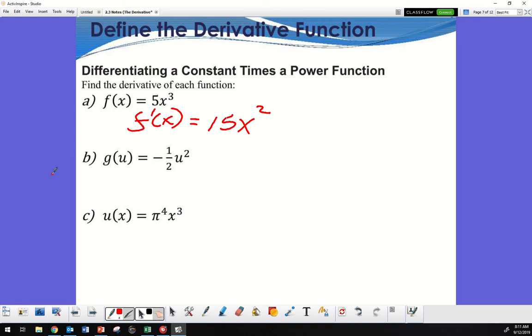Same thing on the next one. What are we going to get? Negative u. So g prime of u is going to be a negative u.